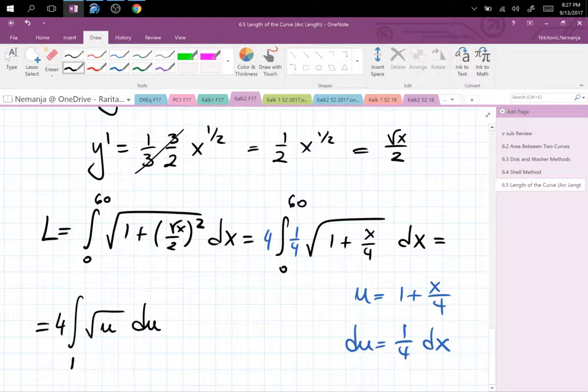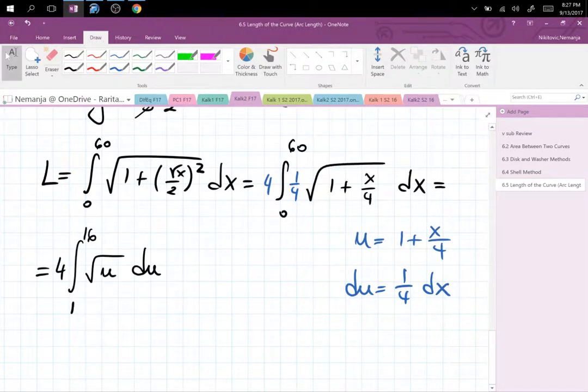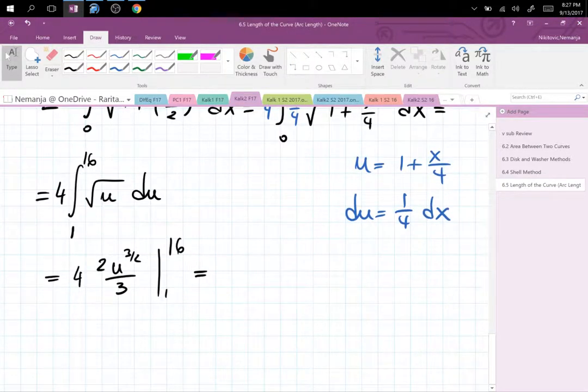Plug in 60. 60 divided by 4 is 15 plus 1 is 16. Very quick. So 4 times u to the 3/2 divided by 3 and then put the half up there, from 1 to 16. I don't have to go back to x because I changed limits to u.